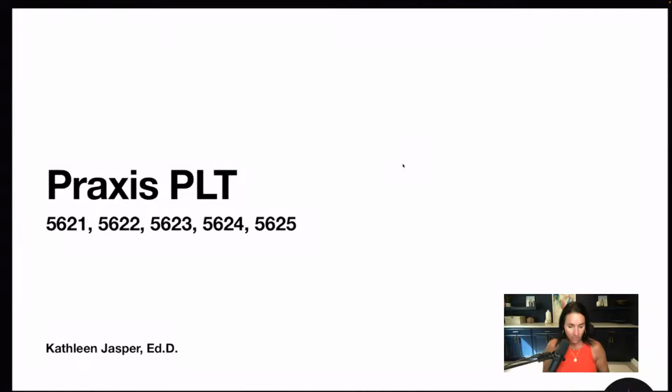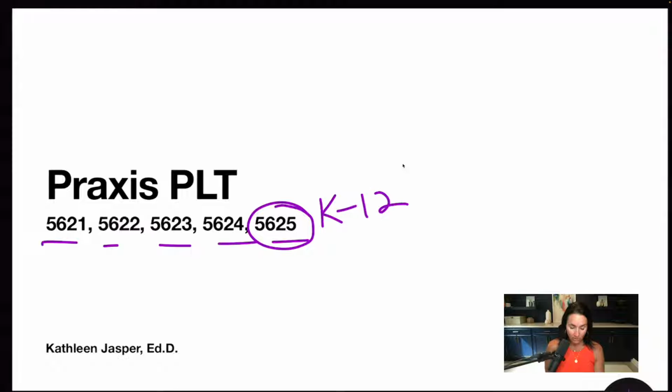And today we're talking about the Praxis PLT 5621, 22, 23, 24, and 25. Again, they all assess pretty much the same skills. If you look at the study companions for all of them, they all have the same exact language. So the skills are the same. We're just talking about different grade levels here. Remember, if you're taking the 5625, this is K through 12. So it's all of these content categories, or all of these grade levels.